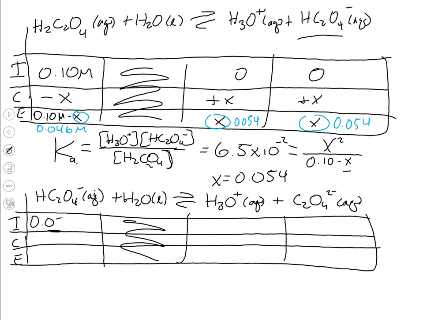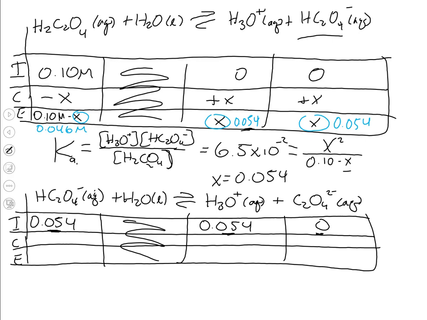Good. What is our concentration of hydronium? 0.054, right here. We had 0.054 molar hydronium at the end of the first ionization, so going into the second ionization, that is our starting concentration. And what is our starting concentration of the oxalate ion? 0. That's starting at 0.